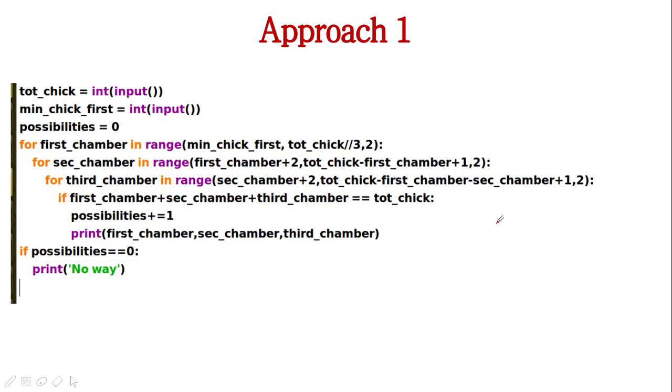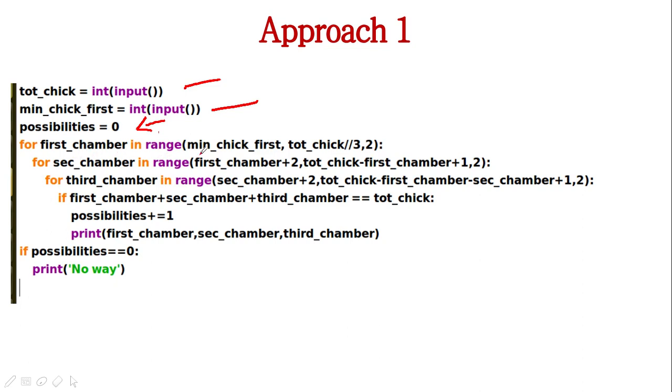So I followed 2 approaches to solve the problem. This is the first approach. I read the total number of chickens in the farm and then the minimum number of chickens that can be put inside the enclosure. I am counting the possibilities because the problem says that if there is no possibility at all, then I have to print no way. So I maintain the number of possibilities, initialized to 0. Then I am going to try the values using a nested for loop, trying the possible values.